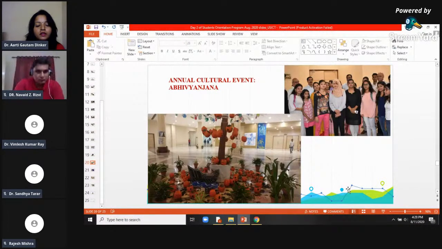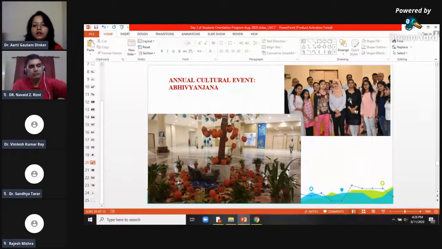And further, here I would like to show some pics from the previous annual function, Abhivanjana, where in this pic you can see the theme. There was a theme-based event. The students basically decided the theme of Halloween, and all the very beautiful decorations and creativity were done by students only. So it was very beautiful. And in this pic here, there was a competition of face painting.